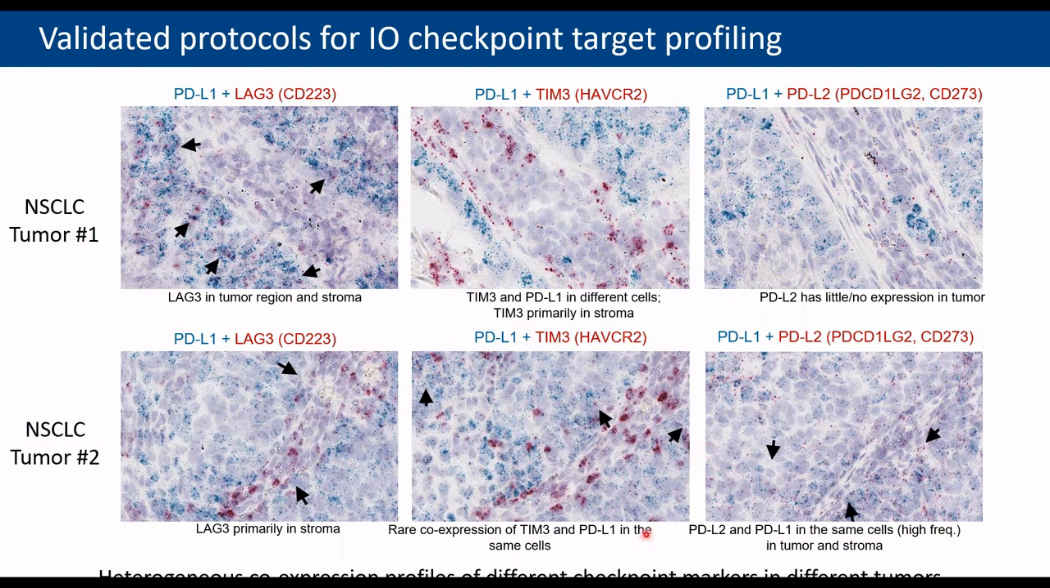One important observation is that TIM3 is expressed in almost mutually exclusive pattern here with PDL1, but these are co-expressed in the second tumor in some of the cells. And this co-expression analysis of immune checkpoint markers at the single cell level could potentially aid in understanding the resistance mechanism of checkpoint inhibitors, as well as it can bring insight into combinatorial therapies.